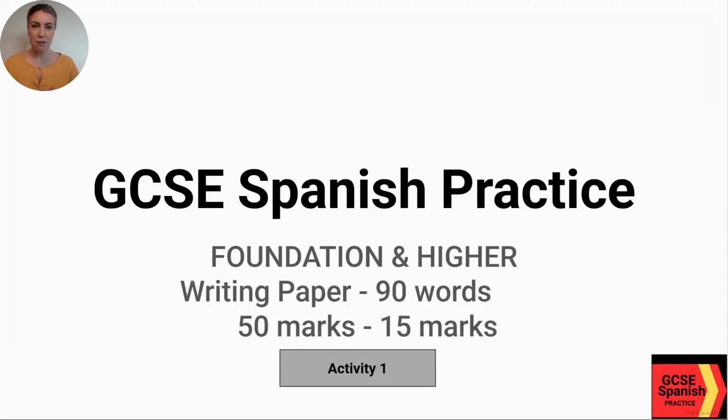Isn't it tricky when we have a blank page and we don't know where to start from or what to say? Hola, bienvenidos a GCSE Spanish Practice.